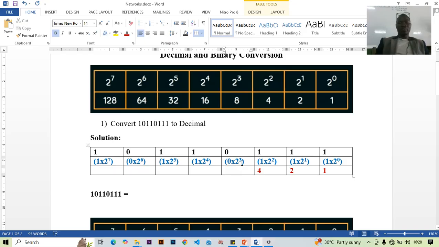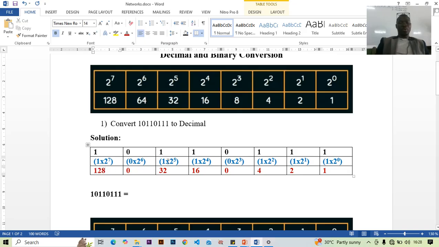Here, 0 times 2 to power 3. 2 to power 3 is 8, but 8 times 0 will give us 0. 1 times 2 to power 4 is the same as 16. 1 times 2 to power 5 is the same as 32. 0 times 2 to power 6, 2 to power 6 is 64, but times 0 will give us 0. And then finally you have 1 times 2 to power 7, which is the same as 128.